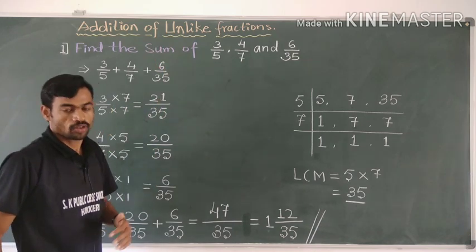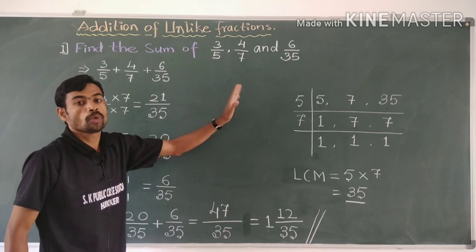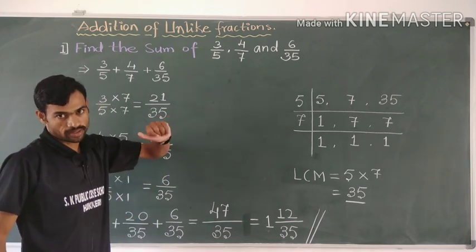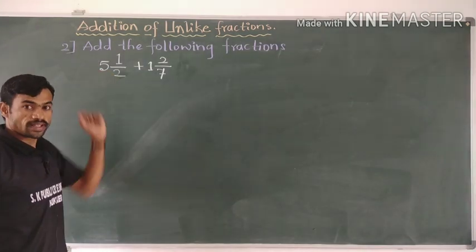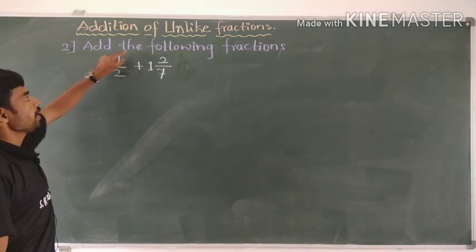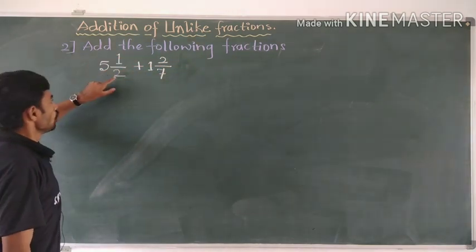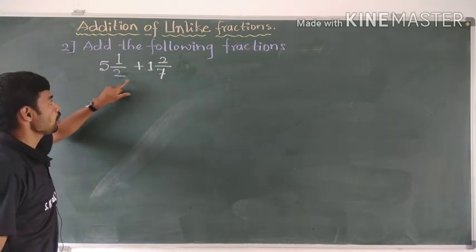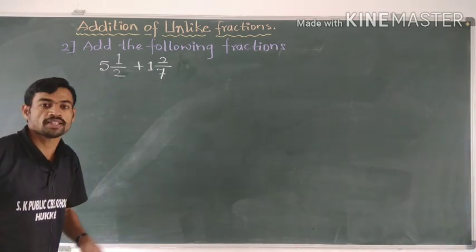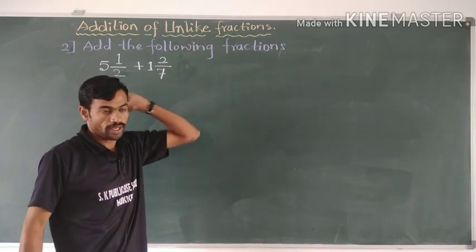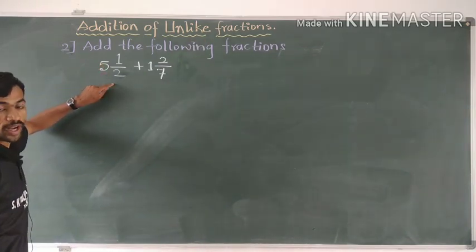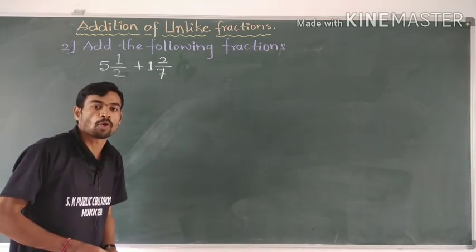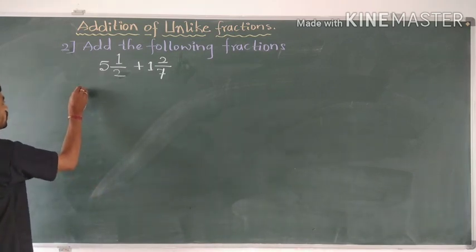I hope you understood this. Okay, so let us take one more example to make for better understanding. In this example, we have to add the following fractions. Here, two fractions are given. They are mixed fractions and they have different denominators. It means they are unlike fractions. So first these two mixed fractions we need to convert into improper fractions. Let us see here.